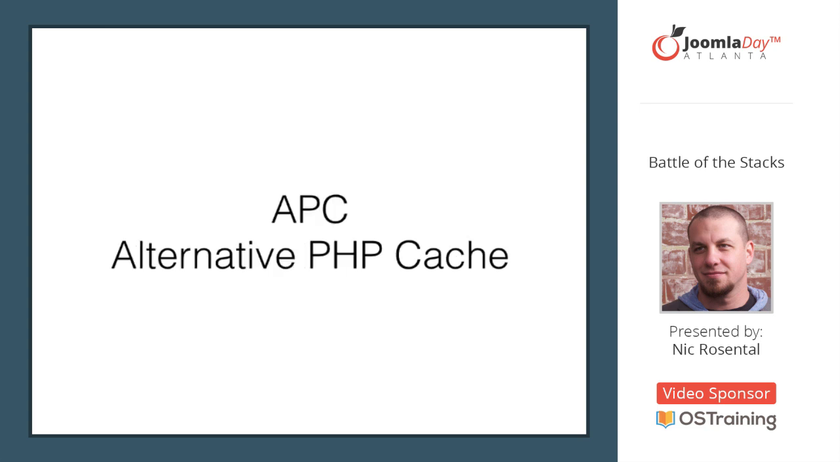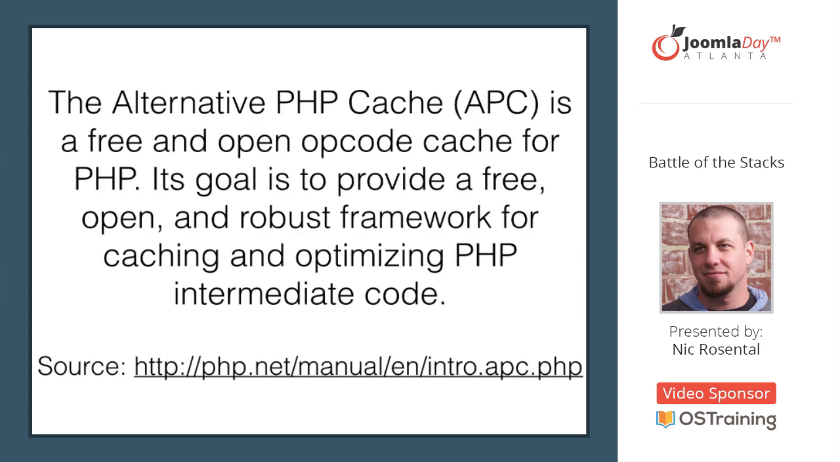It's APC, the Alternative PHP Cache. In layman's terms, let's see. Here we actually have it: the Alternative PHP Cache is a free and open framework for caching and optimizing PHP intermediate code. What that means is, in basic terms, when you get a request on your server, the PHP code you wrote gets interpreted and compiled down to bytecode, and that's what gets served back. What APC does is, once it interprets and compiles that code, it saves it in memory, so it doesn't have to do that entire process on the next request. So that speeds things up quite a bit.